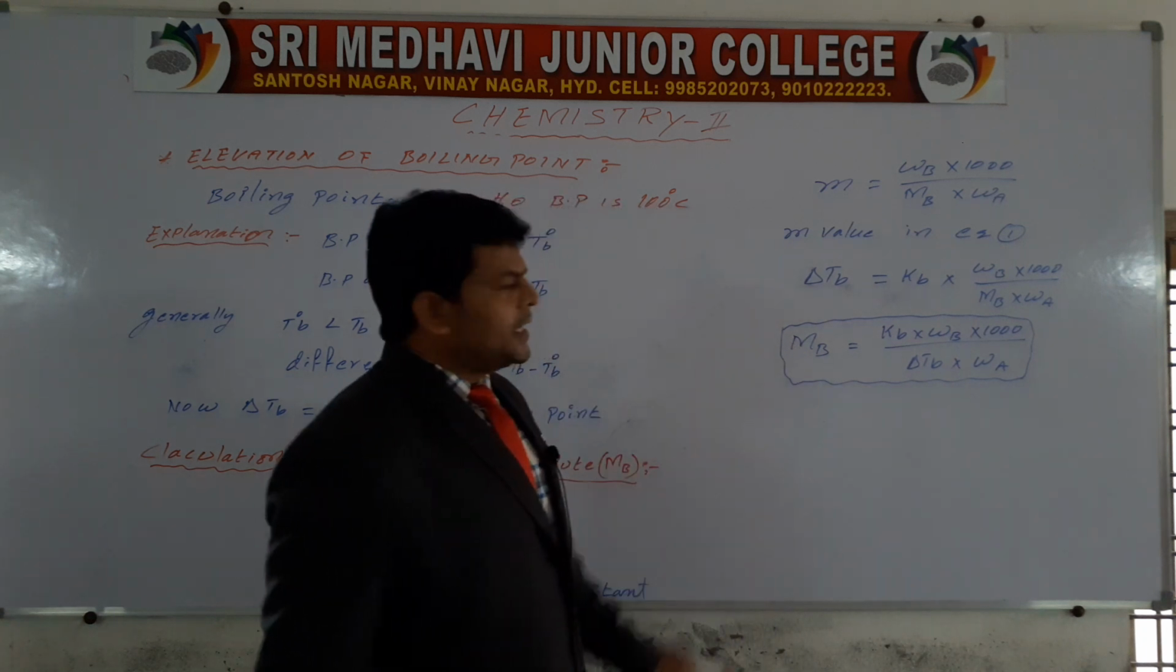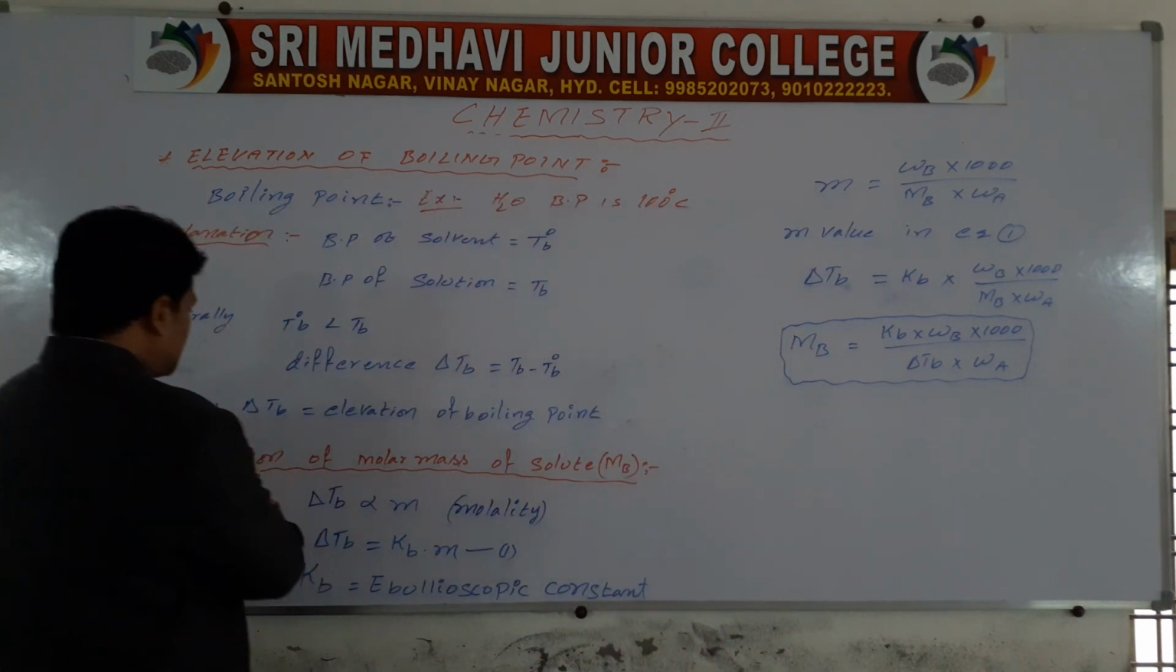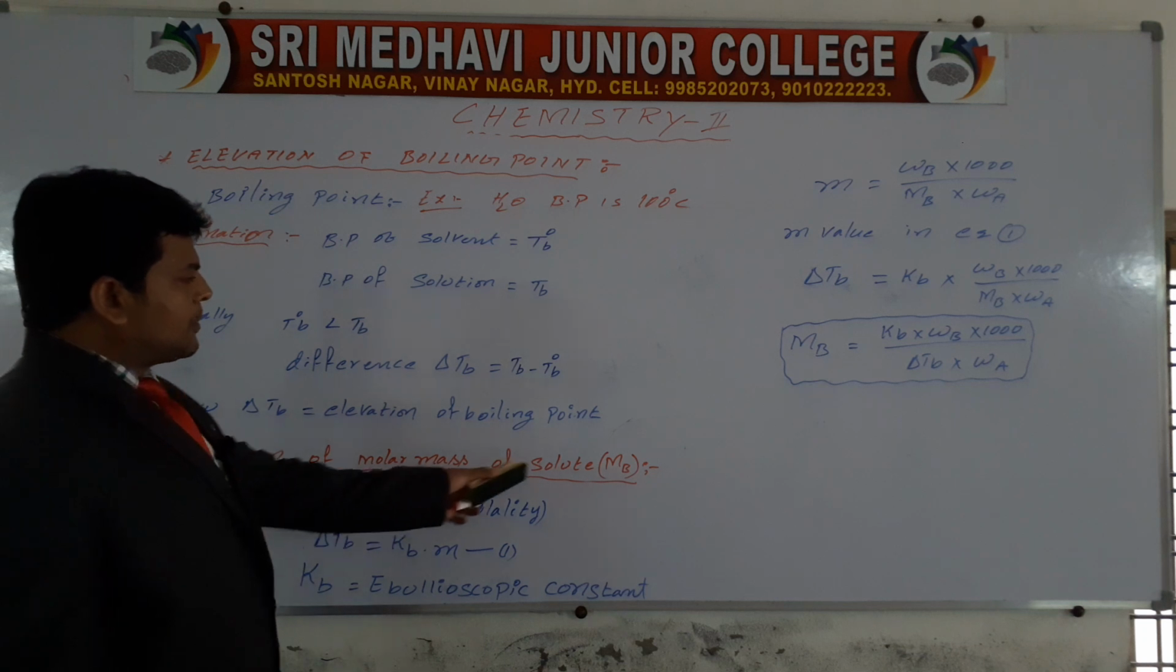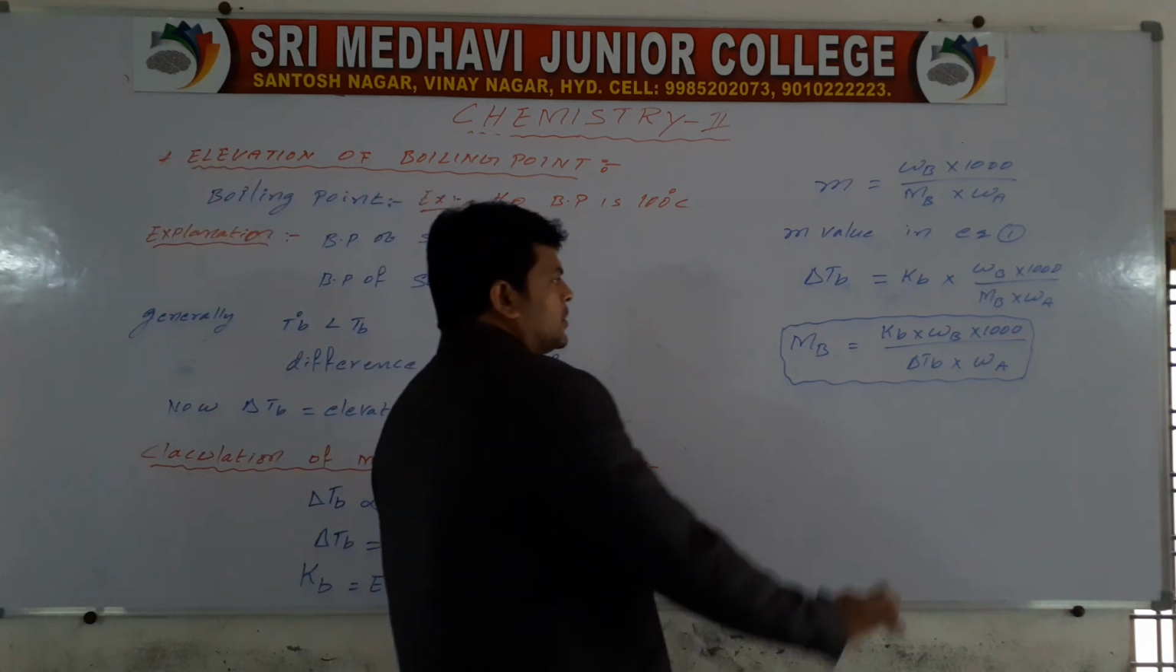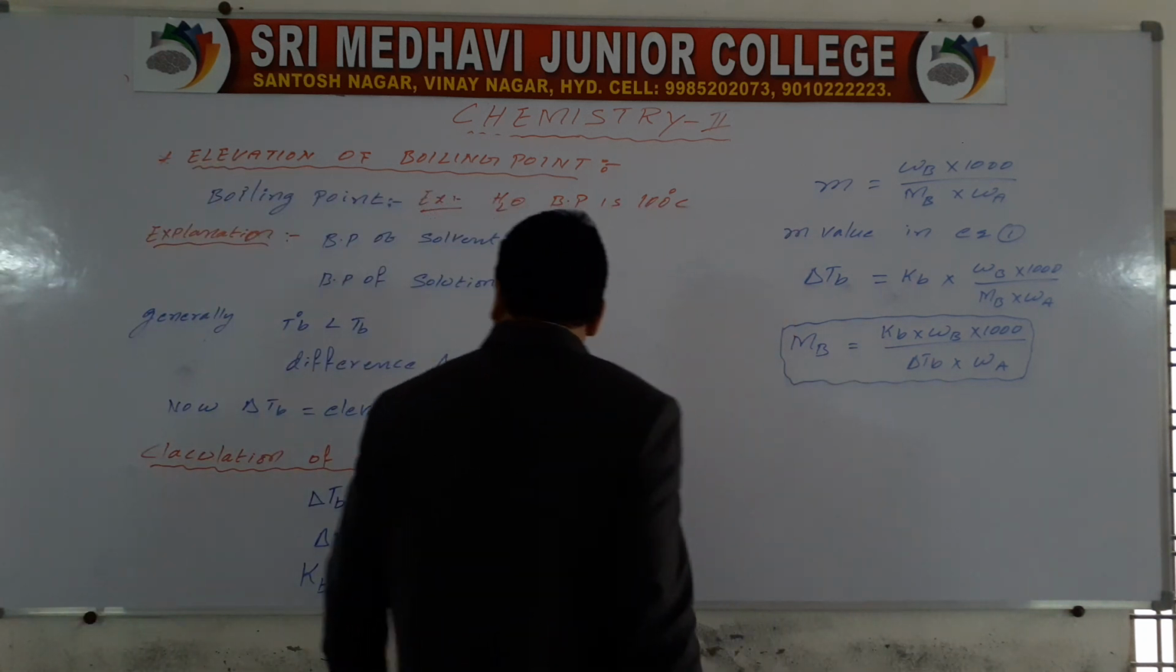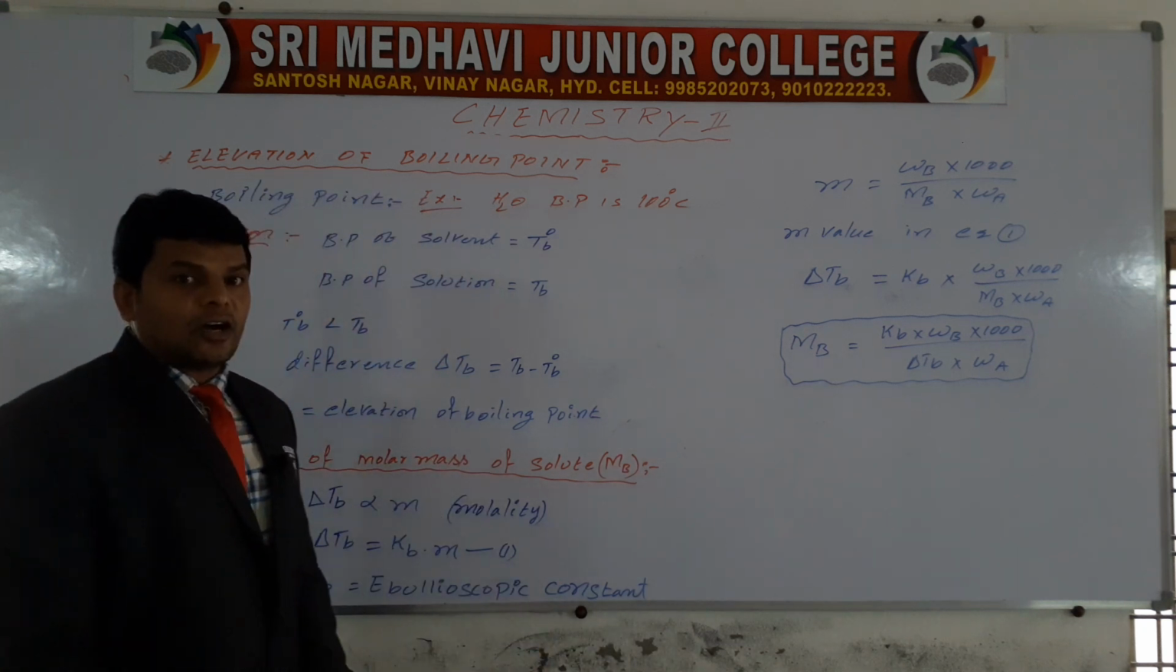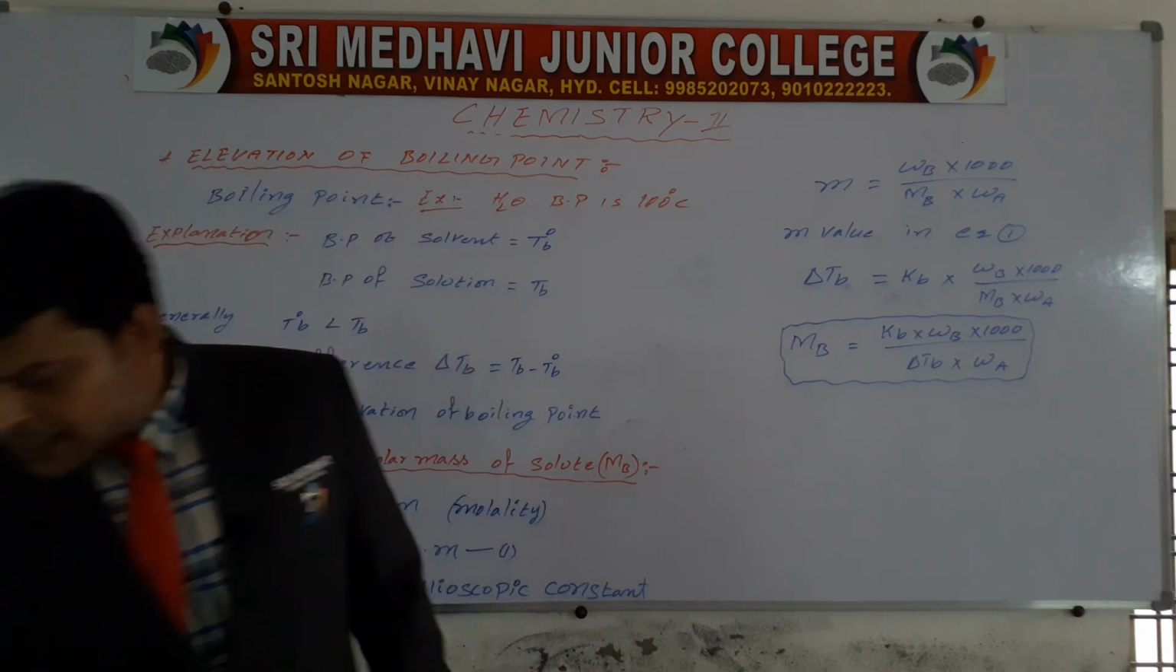Here WB is the molar mass of the solute. This is the way we may calculate molar mass of the solute. KB is nothing but the ebullioscopic constant.